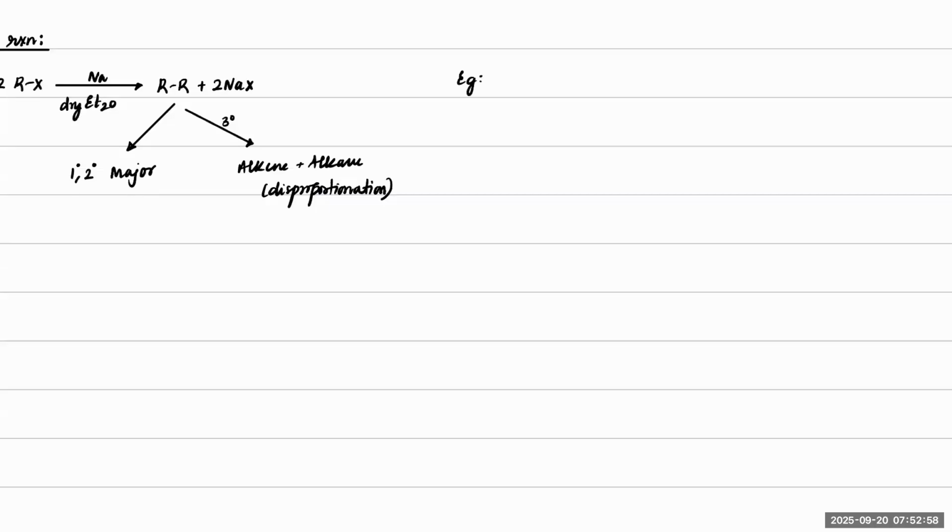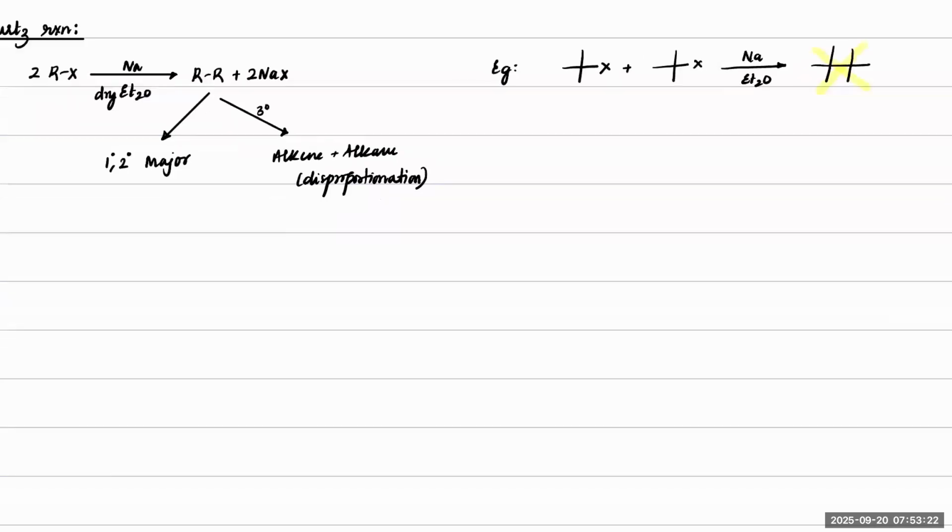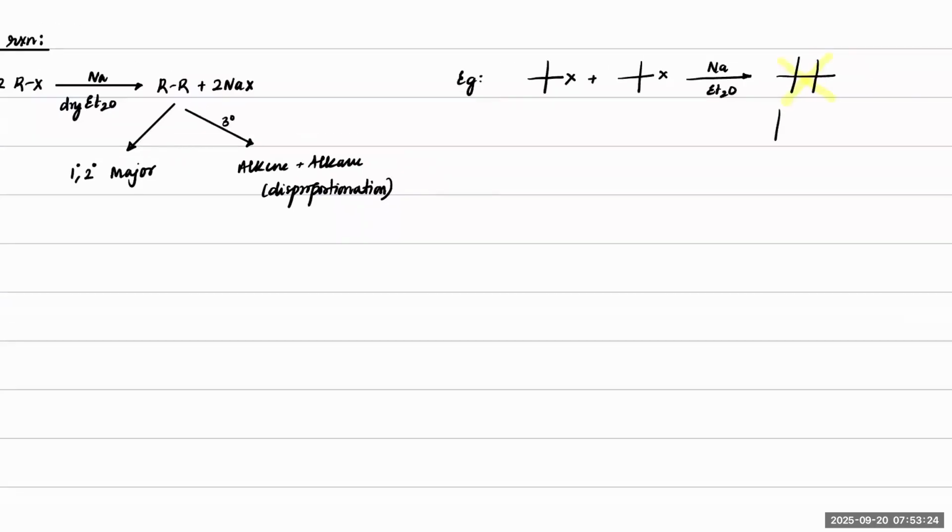For example, let me show you with an example here. If you have butyl chloride like this and another tert-butyl chloride or bromide like this with sodium and ether, then instead of getting this as a major product, this is the minor product, while the major product will be the disproportionated form, which means one becomes alkane, the other one becomes alkene. This is what I'm trying to say.